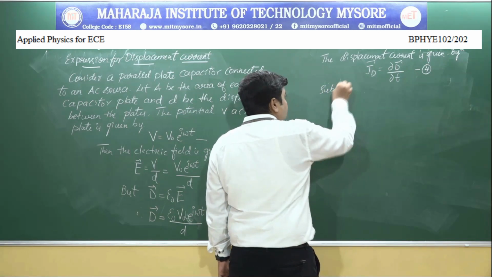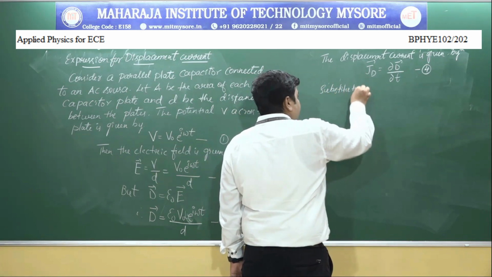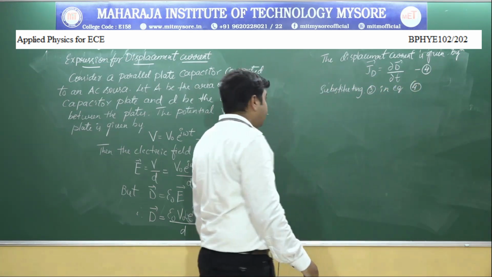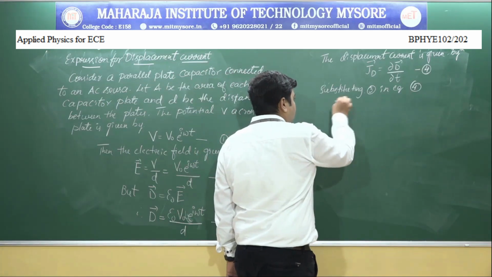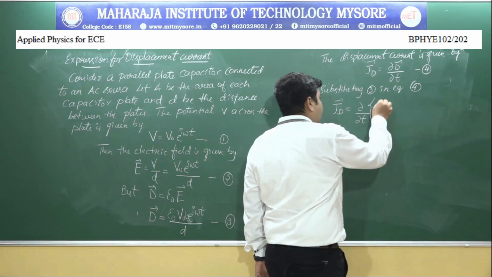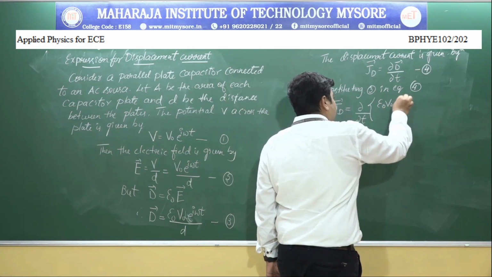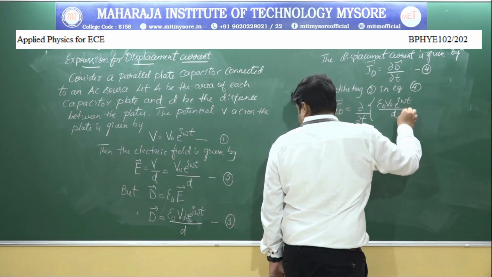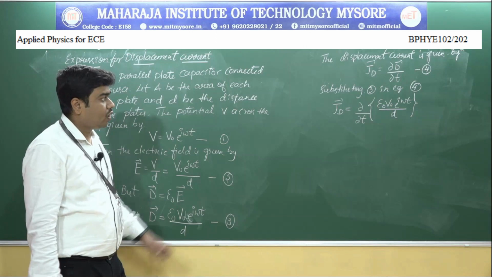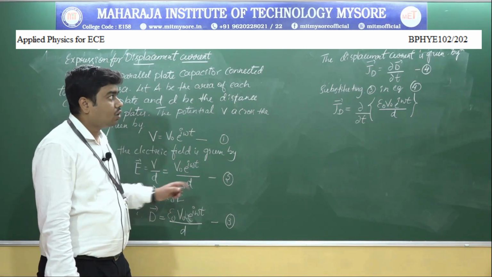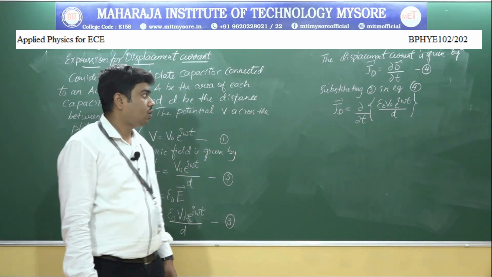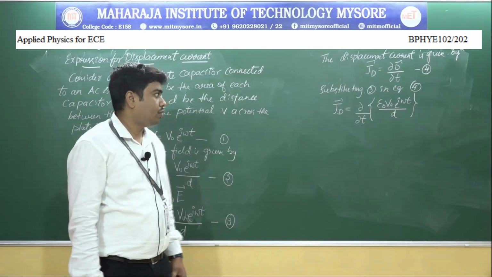Now, substituting equation 3 in equation 4, you can write JD is equal to dou by dou t of epsilon naught V naught exponential of i omega t divided by d. So, this is what we have got by substituting the expression 3 in equation 4.